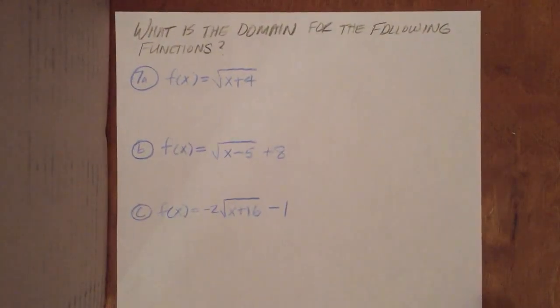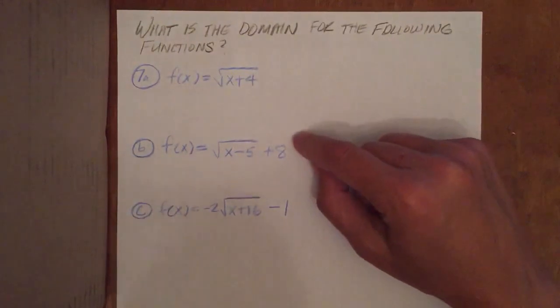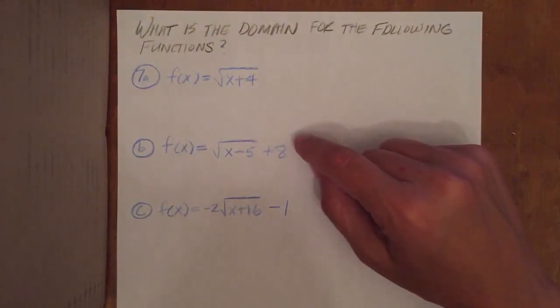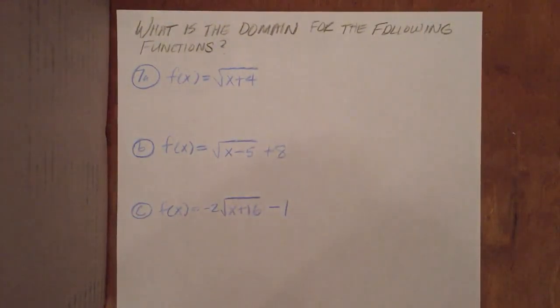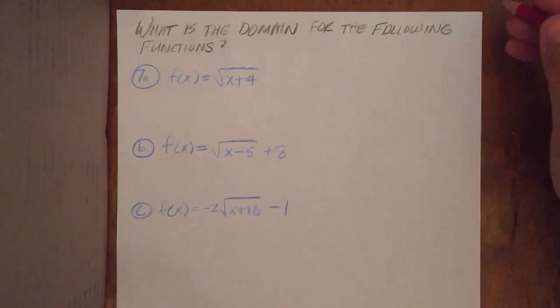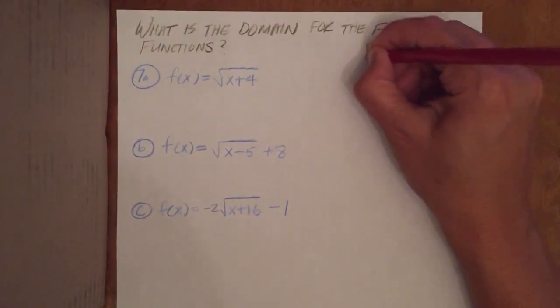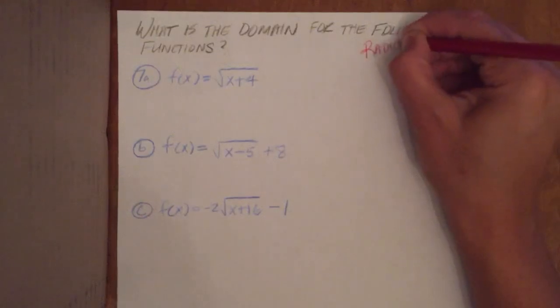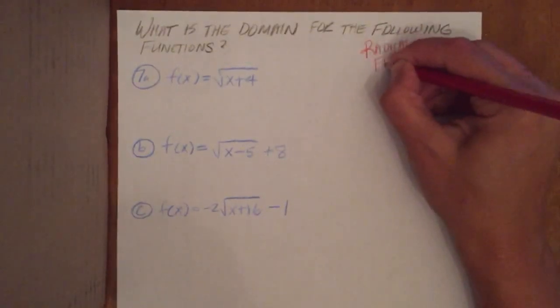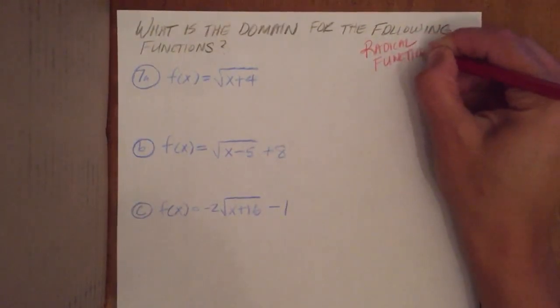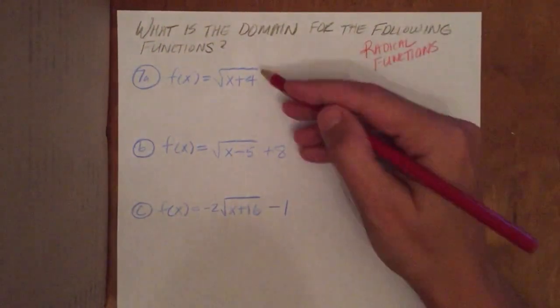Now we're going to look at finding the domain for the following functions. And domain, remember, is your input. These particular functions that we're looking at are the square root functions. They're what we call radical functions. You've got square root, you've got cube root, you've got fourth root.